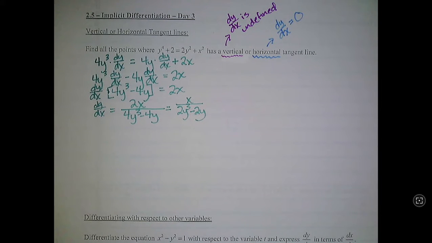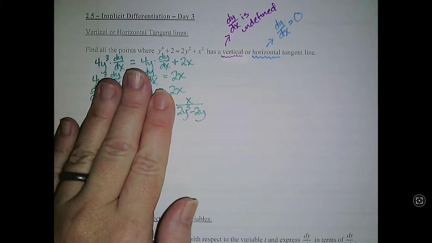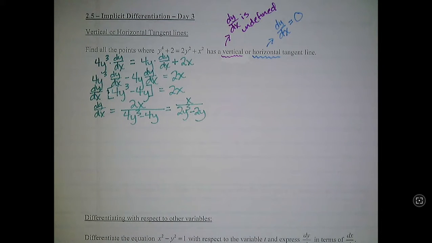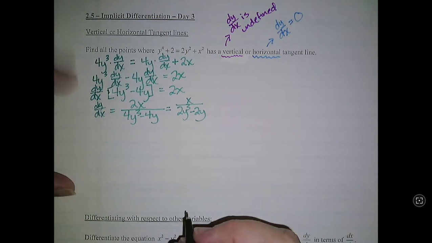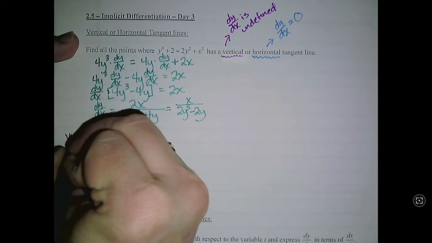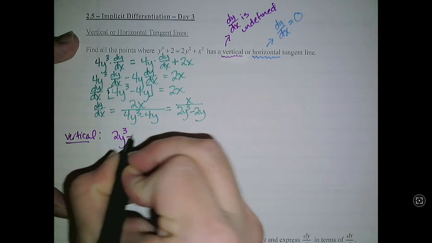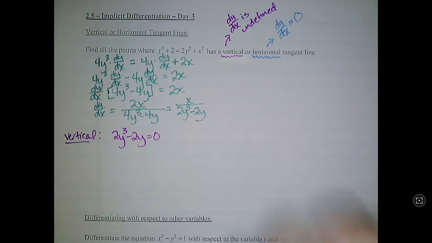So now that we have our rate of change of y with respect to x, we can use that to start looking at where we have vertical or horizontal tangent lines. I'm going to start with the vertical tangent lines. And we said that that's where the derivative is going to be undefined. Well, in order for this to be undefined, our denominator, 2y cubed minus 2y, would have to be equal to 0, because where the denominator is equal to 0, this is going to be undefined.